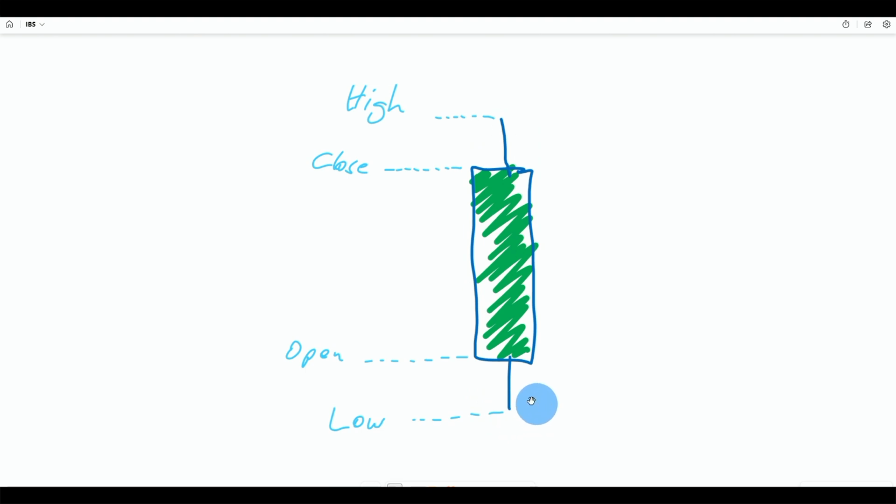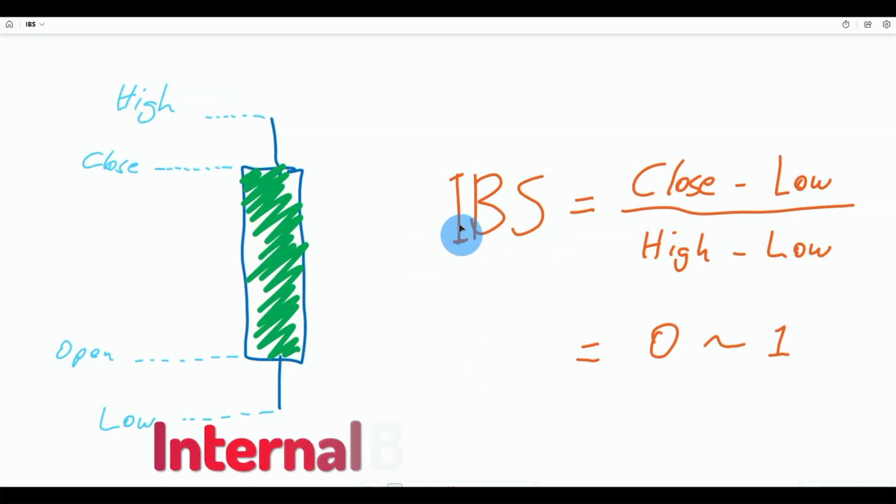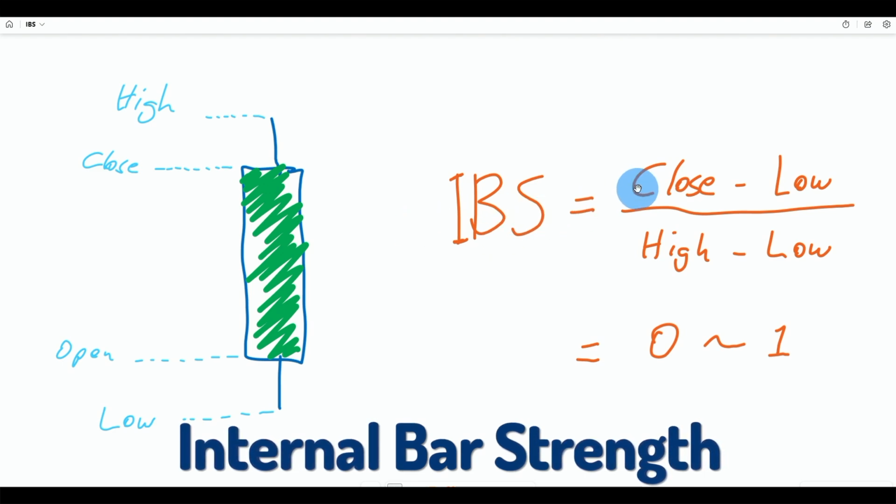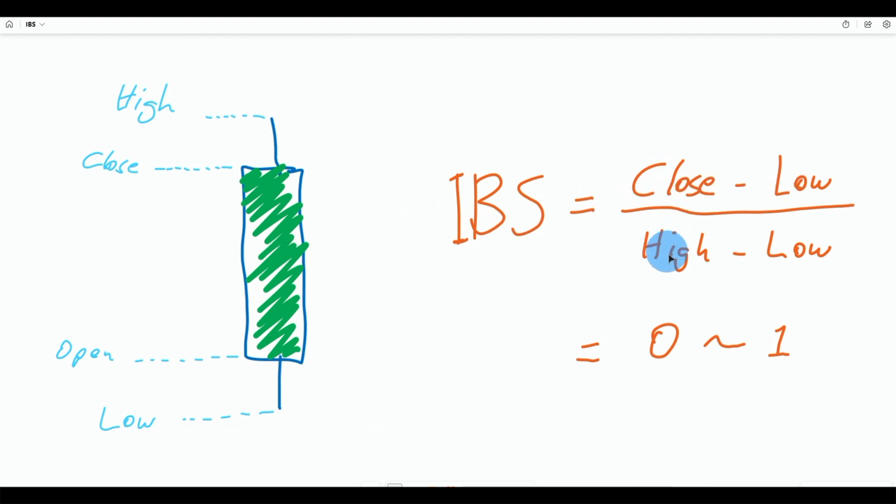So if we deduct the low from the close and we divide it by the high minus the low, we will get a fixed number between 0 and 1. And this is called IBS, short for internal bar strength. So the equation is close minus low divided by high minus low equals a number.